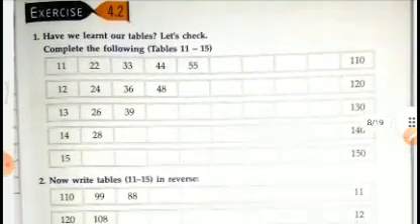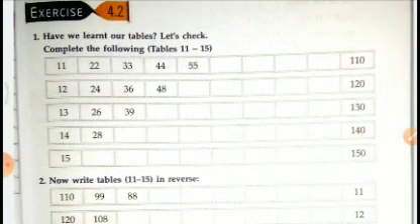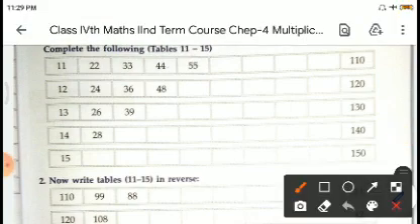Now we come to exercise 4.2. Here the first is the table of 11. 11 ones are 11, 11 twos are 22, 11 threes are 33, 11 fours are 44, 11 fives are 55. So the next one has to be 66, then 77, then 88, and so on. 12 twos are 24.